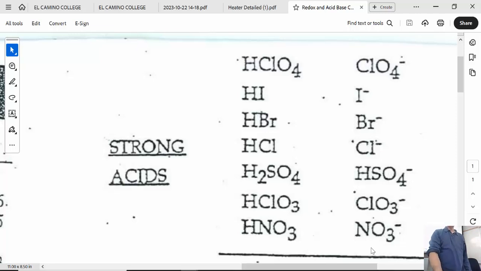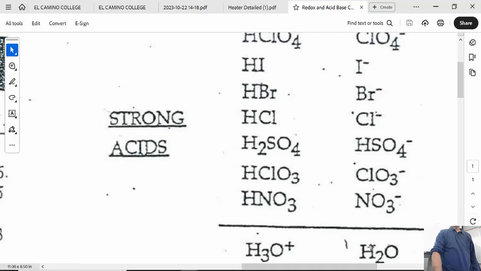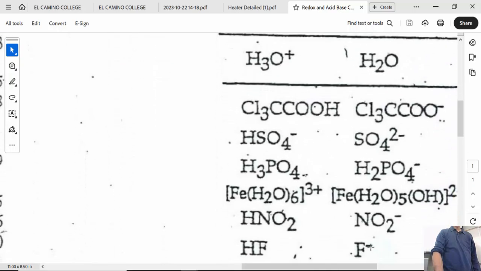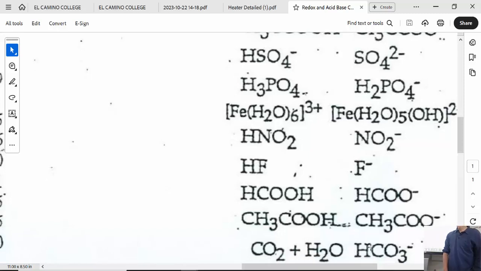Which one of these, HI, HBr, HCl, which one is missing out of that list? HF. Out of these, HF, HCl, HBr, HI, which one of these is going to have the bluest of blue protons? HF. So the bases are going to be most strongly attracted to this, hydrofluoric acid. But why is it down here?